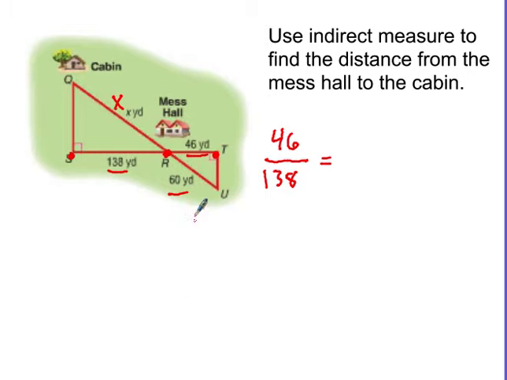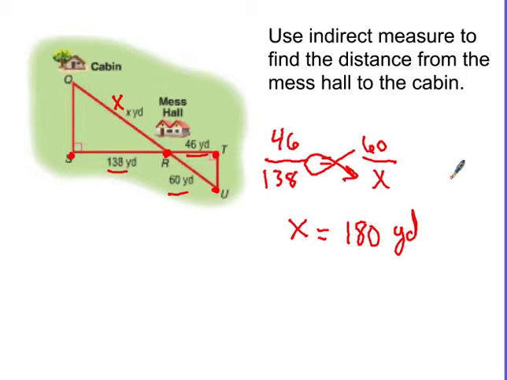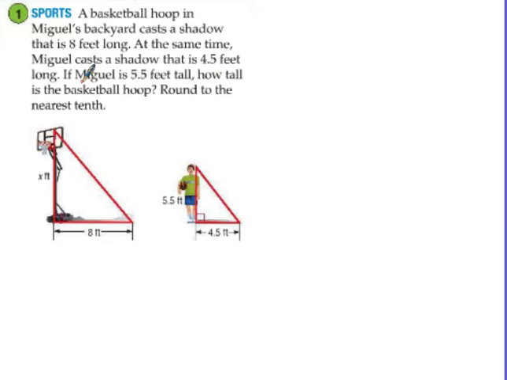And we can set that up as a proportion. This side from R to U is 60 yards, and we don't know the distance from R to Q. So that is X. 60 times 138 divided by 46 is 180 yards. That far. Okay. Do you see the similarities between what we're doing here and what we've done the last couple of lessons? With similar figures, just finding those sides that correspond to one another and setting up the proportion, right?